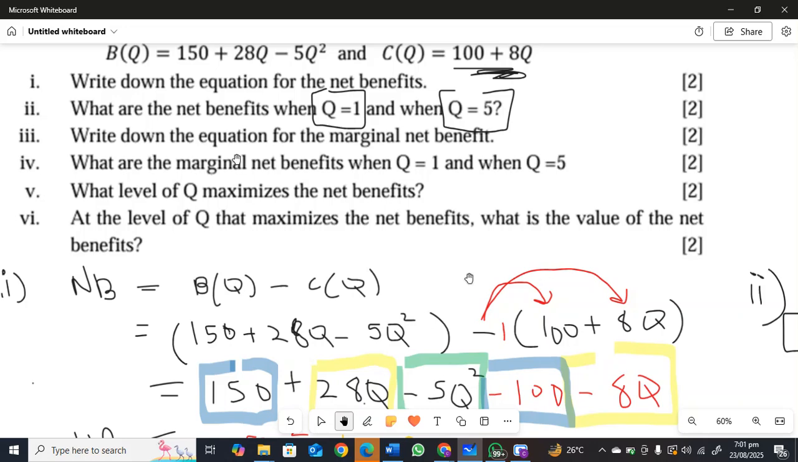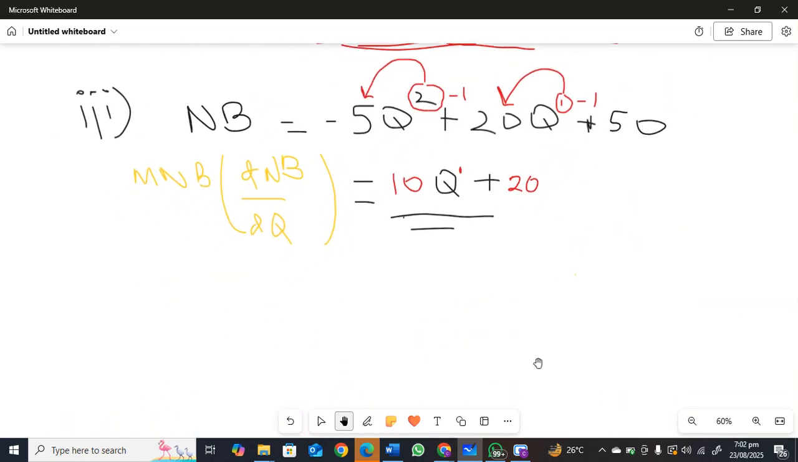What are the marginal net benefits when q equals 1 and q equals 5? Again, we have to see what happens when we increase production. What is happening to the additional net benefit? When q equals 1, here we have 10q, substitute it with 1, plus 20, 10 plus 20, that is 30.